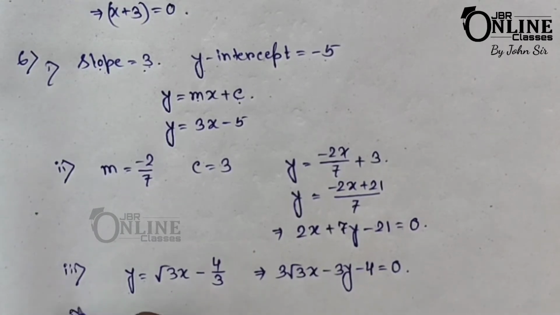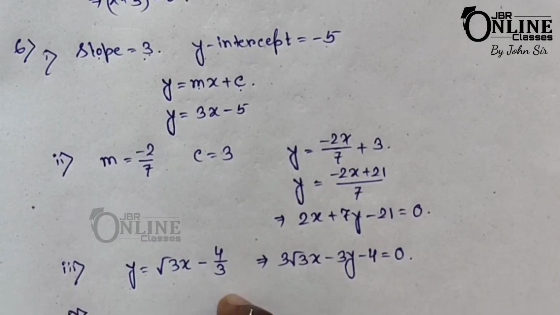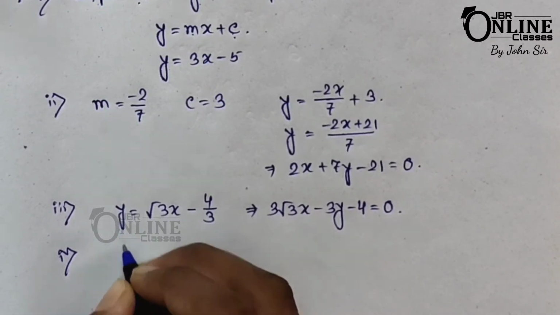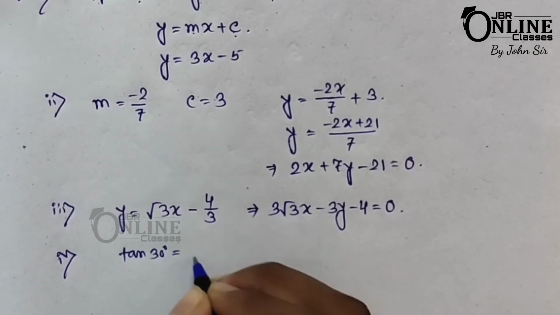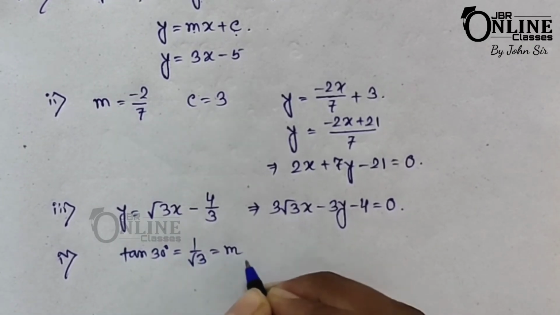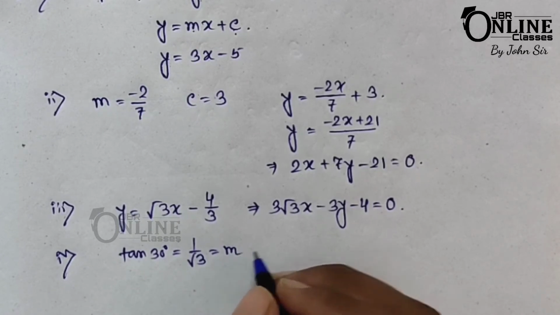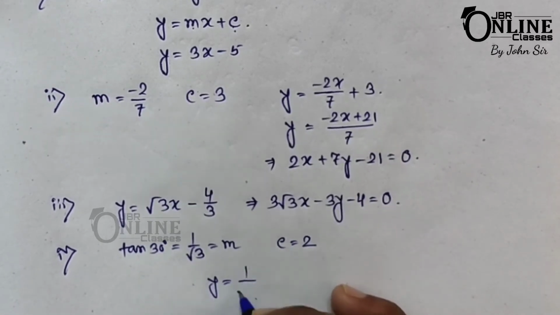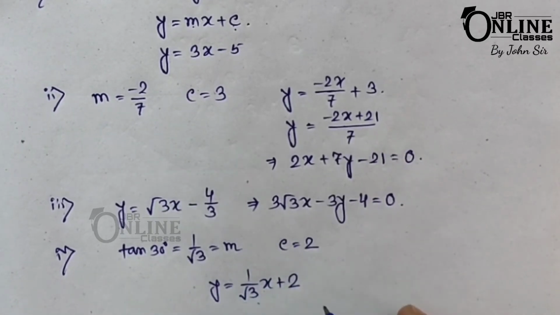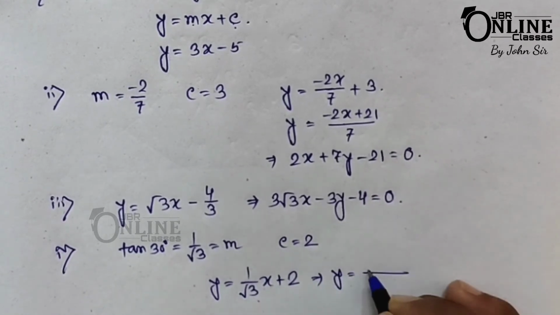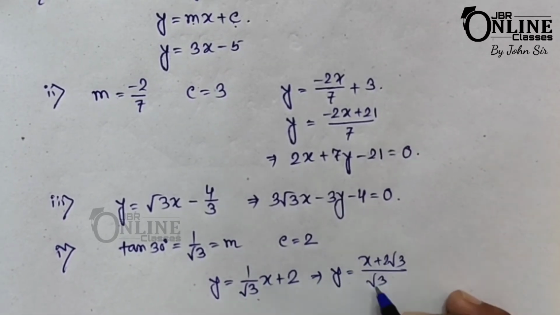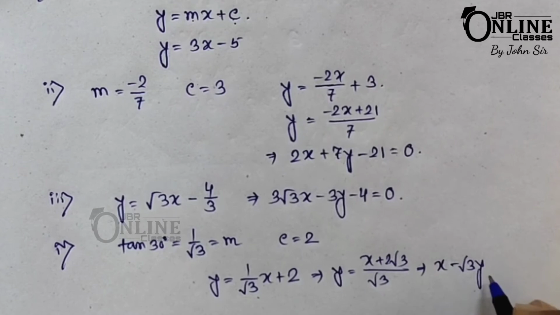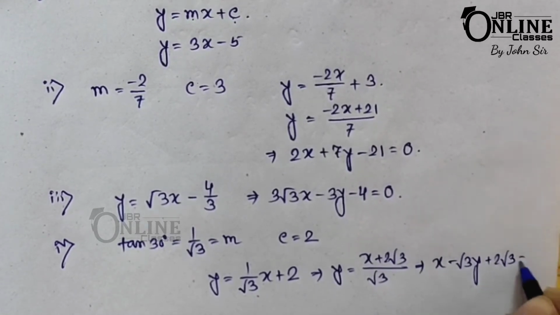Now the last one, sum number 4. In sum number 4, inclination equal to 30 degree. That means slope equal to tan 30. So tan 30 equal to 1 by root 3, so 1 by root 3 is the slope, that means the value of m, and y intercept 2, so c equal to 2. So here y equal to 1 by root 3 x plus 2. Now here LCM equal to root 3. So x plus 2 root 3 by root 3. So finally you will get x minus root 3y plus 2 root 3 equal to 0.